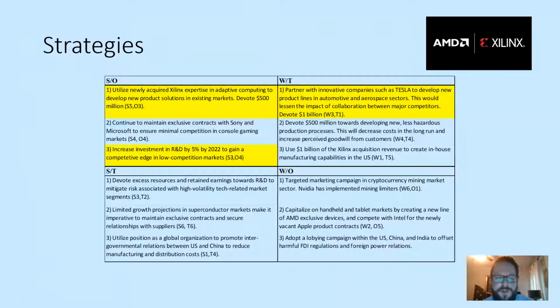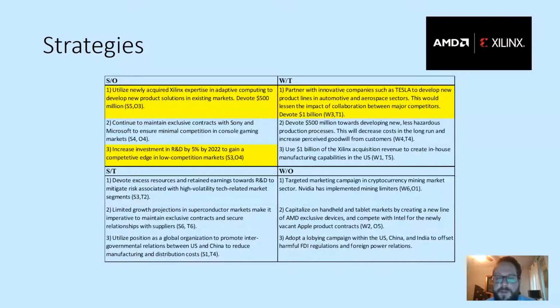So in terms of the strategies that I put together from the SWOT analysis, there's really 3 that I wanted to highlight. First, I suggest that AMD utilizes the newly acquired Xilinx expertise in terms of their employees and their R&D, and uses that to develop new product solutions in already existing markets. And I recommend about a $500 million investment in such.